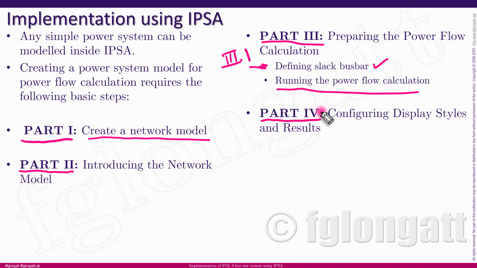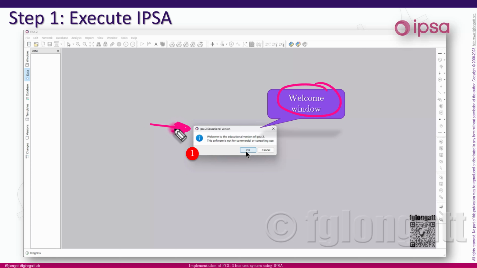Let's start with the step number 1, and what we need to do is go into the desktop, or in your program list, you identify the icon for IPSA, double-click over there, and you are executing the software. When you execute the software, there is a welcome window. And as you can see over here, this is the welcome window for the IPSA version that we have inside the DIgEnSysLab. And in this case, you can see that this is an educational version. That means that this software is only for students, for research, and is not for commercial use.